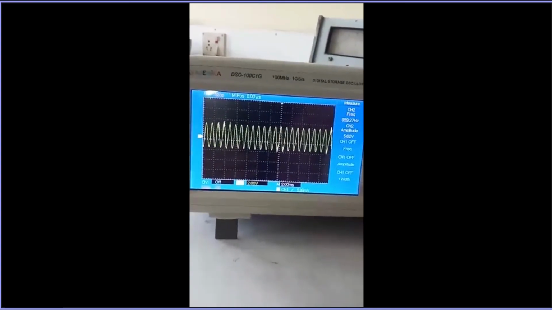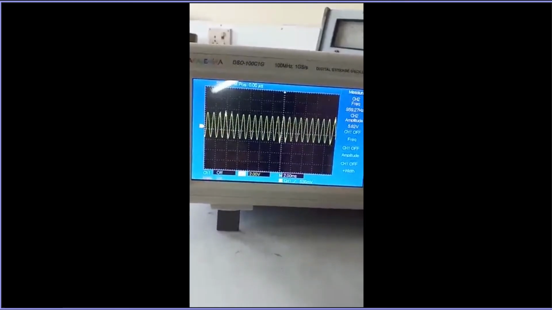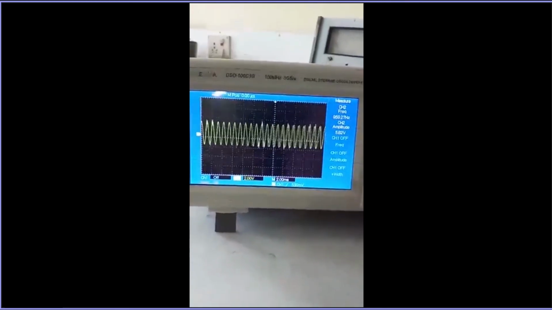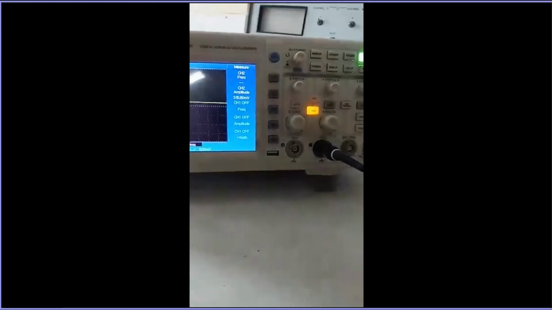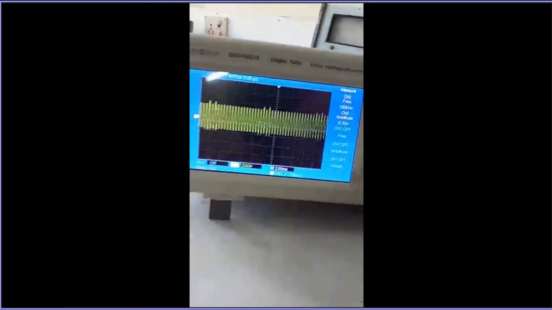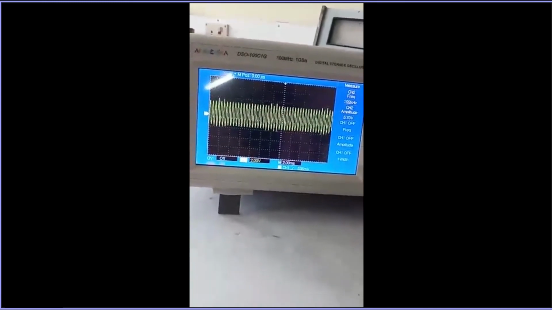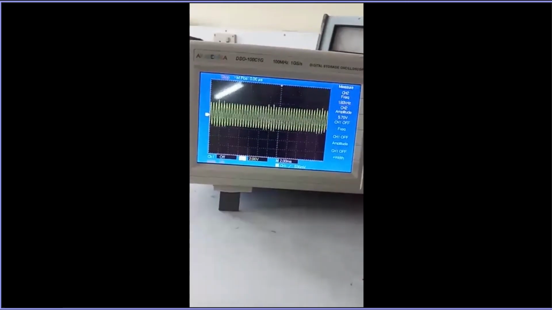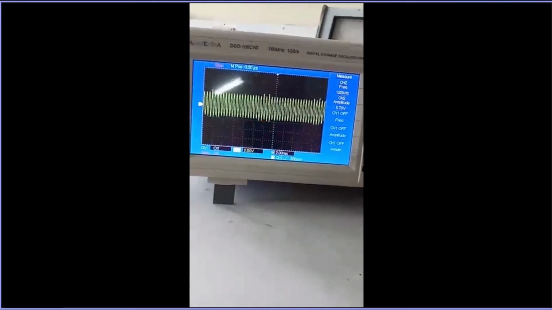Channel number 2. We have channel number 0, channel number 1, and this is channel number 2. And this is 2 kilohertz, 5.7 volt. Channel number 3. Okay, channel number 3.